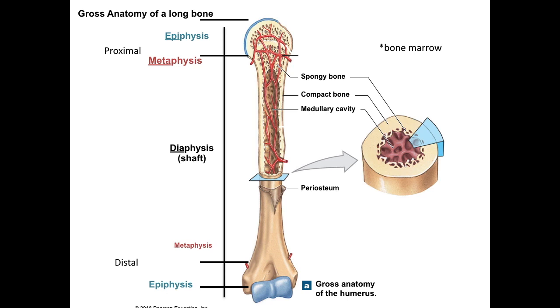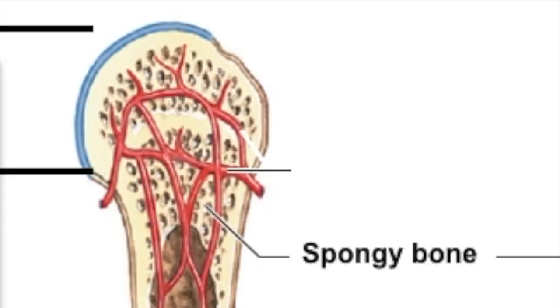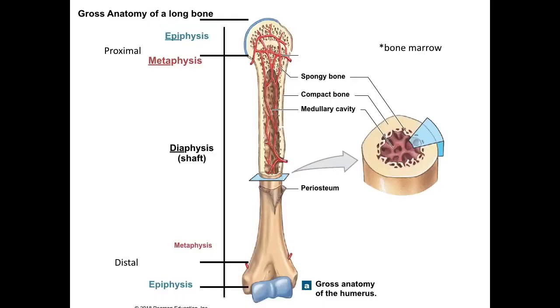The external part of the bone is what is referred to as compact bone. Internally, and in the epiphysis, and on the side of the medullary cavity is spongy bone. And we'll see that this is made of the same type of bone material but is structured differently.